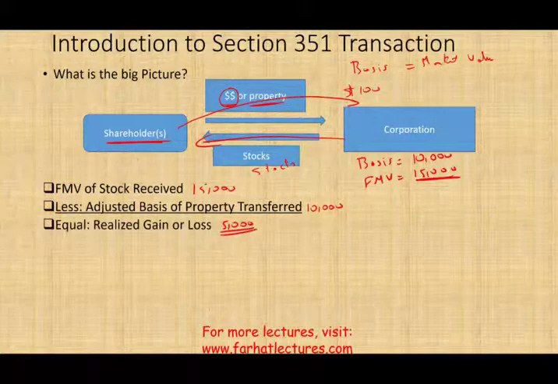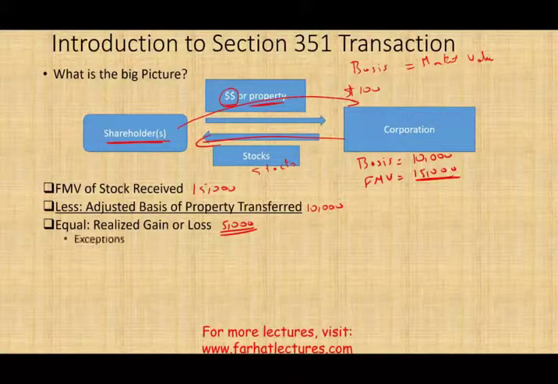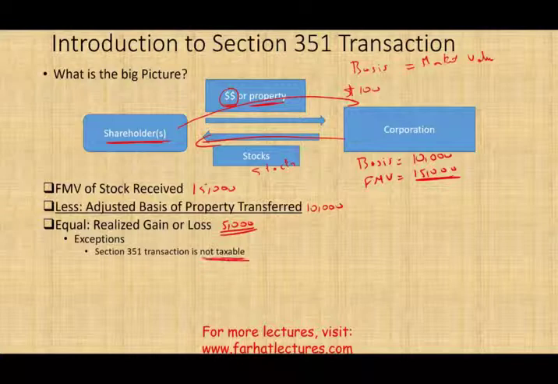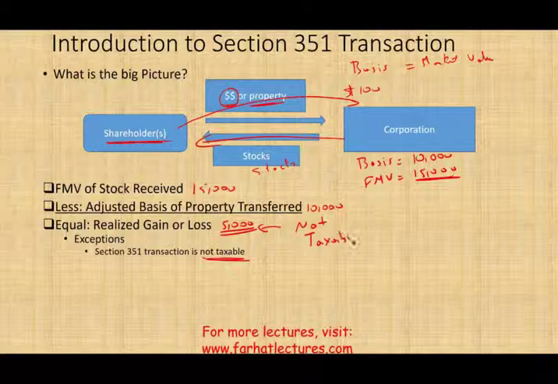$5,000. Well, what's going to happen is this. Because you transferred this property to the corporation, as long as you meet certain rules, which we're going to talk about later, which is as long as you are in control of this corporation, this is where Section 351 kicks in, and this transaction is not taxable. Simply put, this $5,000 is not taxable under Section 351, assuming you meet certain requirements, which we're going to see.